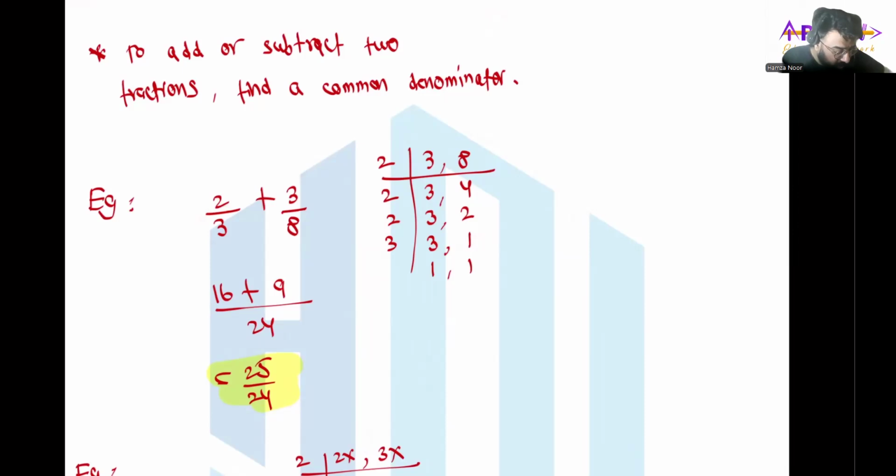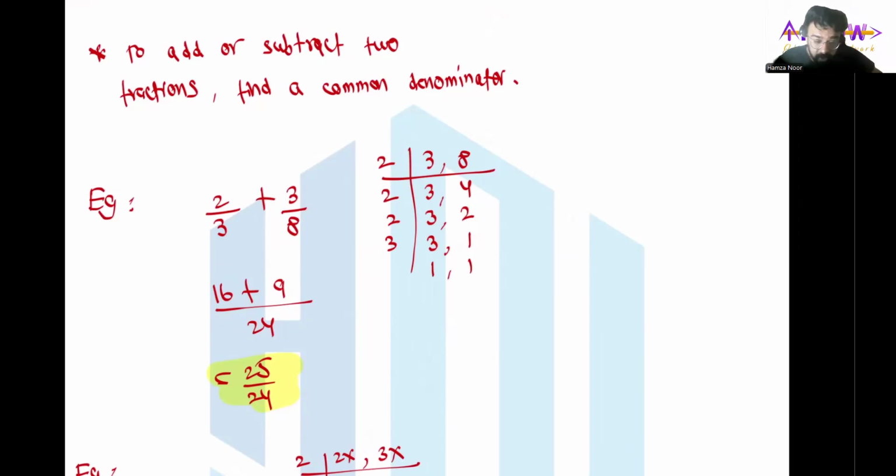And now you need to ask yourself by what number I multiply 3 such that I get 24. I need to multiply 3 with 8. So the numerator will also be multiplied by 8. So in the numerator we have 16. And then you need to ask yourself by what number you multiply 8 such that you get 24. So 8 multiplied by 3 is 24. So the numerator will also be multiplied by 3. So there you go, 16 plus 9 completely divided by 24, meaning 25 over 24 is your answer. This is a very basic example which you have been studying since childhood.